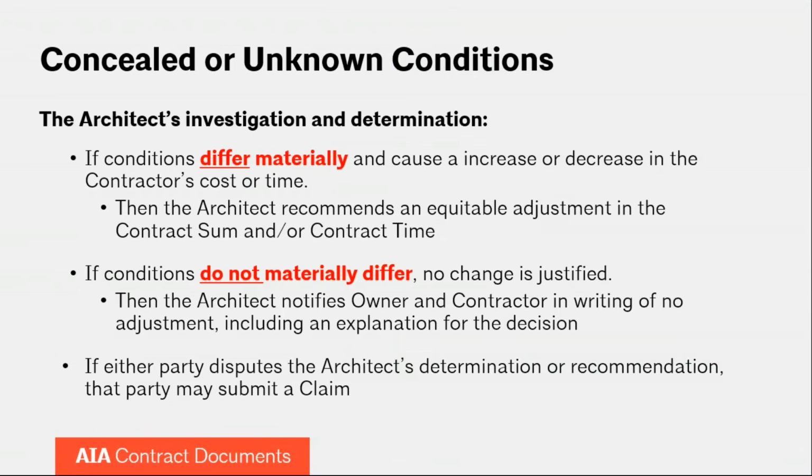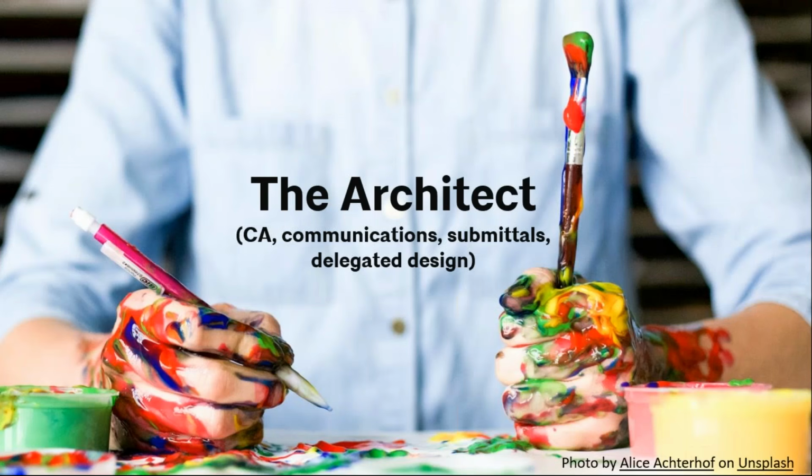Once the architect comes out to the site and investigates, if conditions are materially different from reasonable expectations, the architect makes a recommendation for adjustment in time or contract sum. If they do not materially differ, then the architect notifies everyone that no adjustment will be made. Of course, once the architect does this investigation and makes a determination, if the contractor is dissatisfied with the result, they can always make a claim.